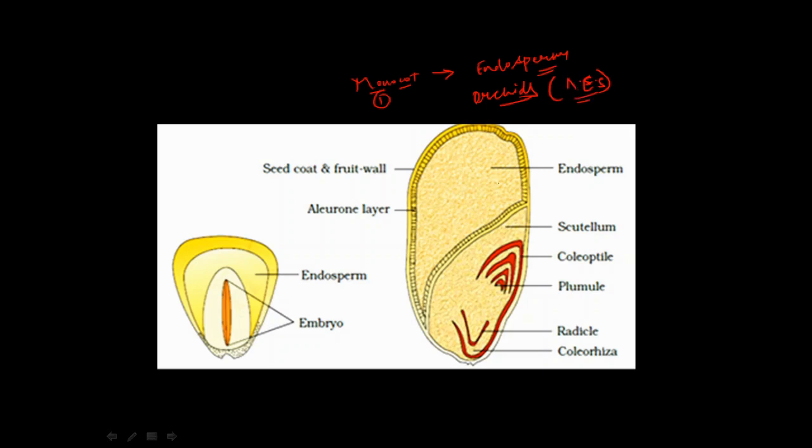Just have a look at the structure right now. As I already told you, there is not much difference from the dicot. The seed coat, as is clearly understood, is the outer covering. This is the endosperm, that whole part. The outer covering of this endosperm separates the embryo by a proteinaceous layer, that is the aleurone layer. What is its function? It separates the embryo.